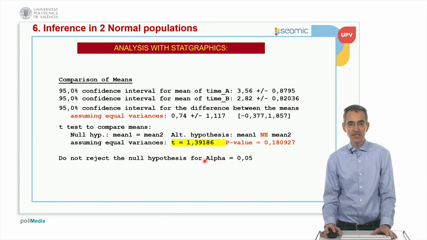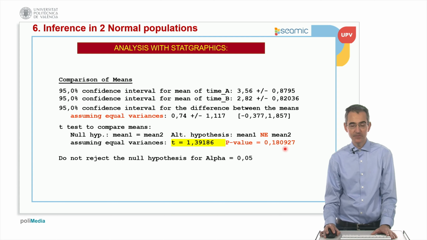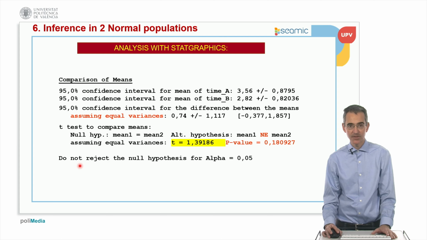Analysis with Statgraphics. This would be for the comparison of means. Look that it says assuming equal variances. This is the most frequent case. Then a t-test, assuming the null hypothesis that mean 1 is equal to mean 2, versus the alternative that they are different, and assuming equal variances, leads to a computed t-statistic. The p-value is 0.18, and as alpha of 5% is the most frequent value, as this p-value is bigger than 0.05, the conclusion is do not reject the null hypothesis.